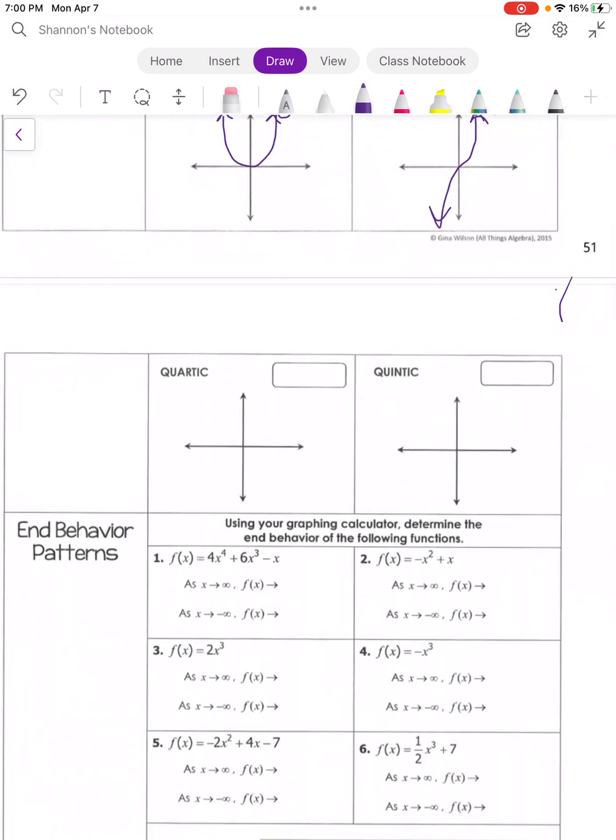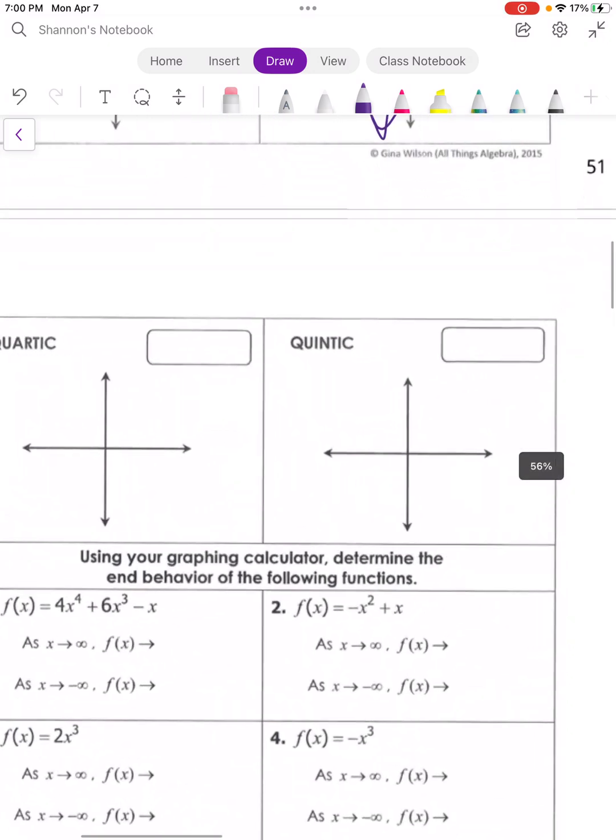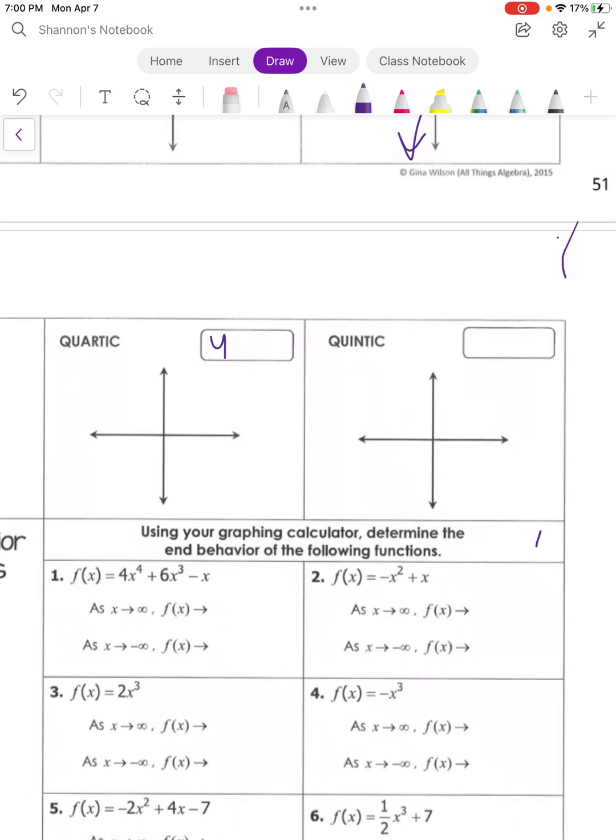Now, some we haven't seen as much are your quartic or your quintic, and you know what? Their parent functions actually look very similar to the ones we have seen. So a quartic, since that's an x to the fourth, looks very much like that x squared, like that quadratic. And your quintic, which is y equals x to the fifth, looks very much like your cubic. They have that same shape.